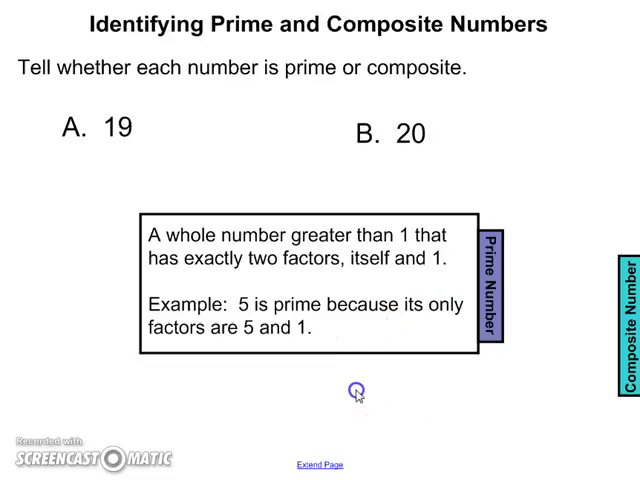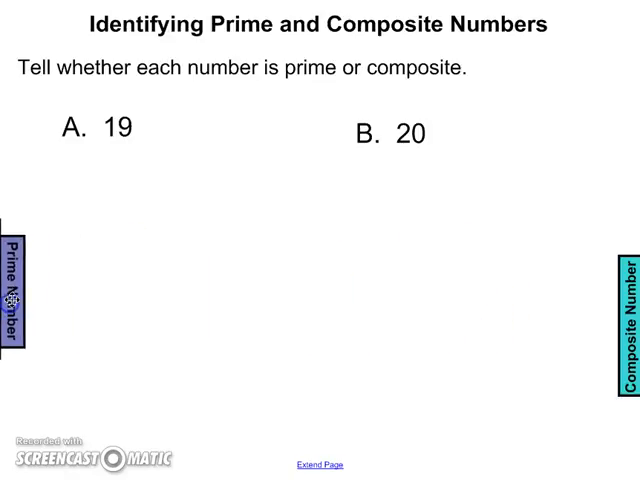Here is an example of a prime number. 5 is a prime number because it only has factors that can evenly divide into it of 5 and 1. Those are the only two things, so 5 itself and 1. So that is an example of a prime number. And now, when we go up here, we're trying to determine whether 19 is a prime number or not.